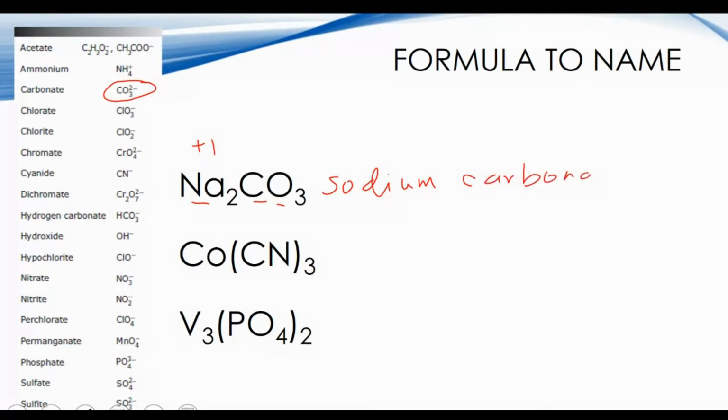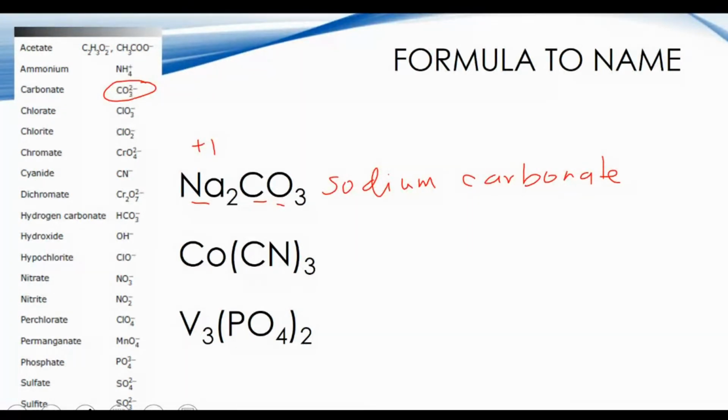And again, I am not bothering with Roman numerals because sodium is not a transition metal that has multiple oxidation numbers. So it does not need a Roman numeral. So that's it, sodium carbonate. Let's look at the second example.